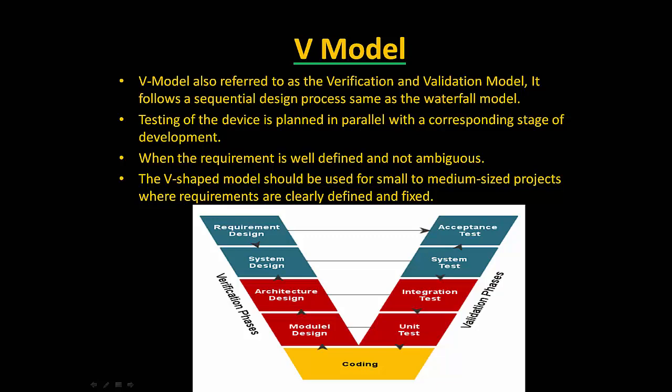So I have already told that in this model, it immediately goes to the testing phase. So once the module is defined, that piece of code will go to unit testing. If not, it will go back to the coding. In architecture design, they are going to check the architecture, and again they are going to do an integration test. And in the system design, they are going to do a system test. In the requirement design, they are going to do a phase called acceptance test. So once the acceptance test is completed, then all the validation phases are completed.